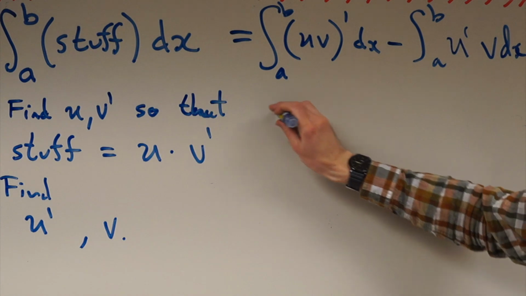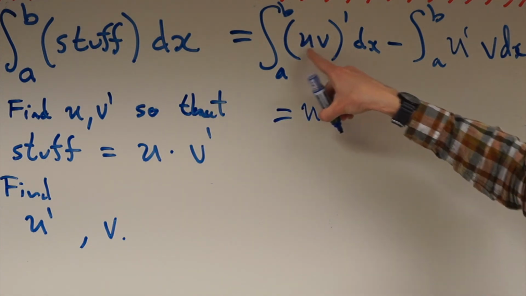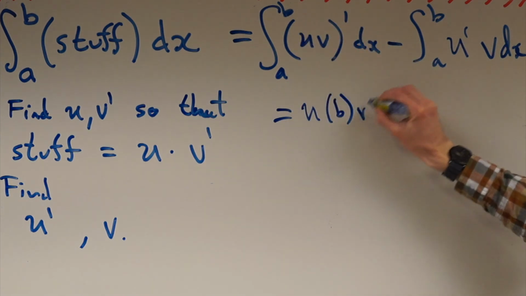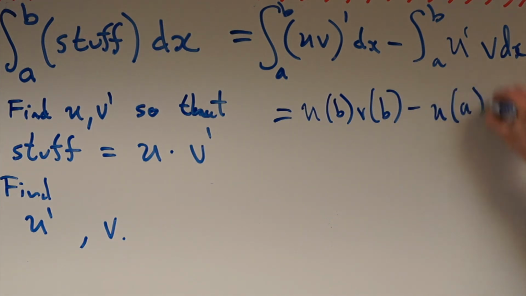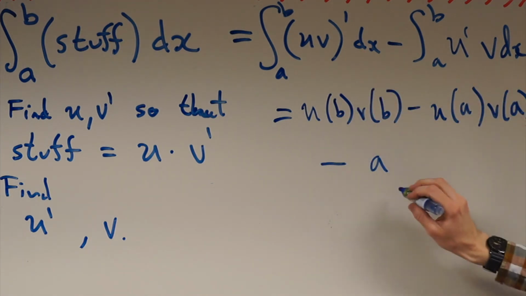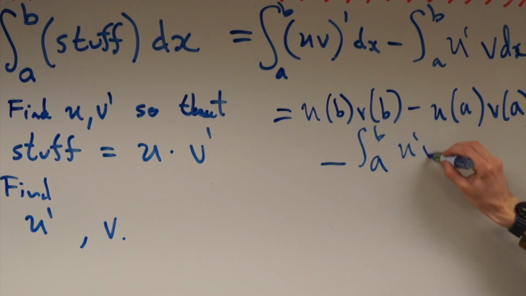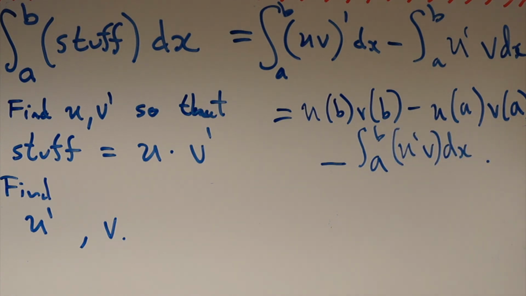This first one is super easy though, that's just the fundamental theorem of calculus. So it's this stuff at b minus that stuff at a. So it's u of b, v of b, minus u of a, v of a. That was this first integral. And then we better subtract this new integral. So that's from a to b of u prime times v dx.